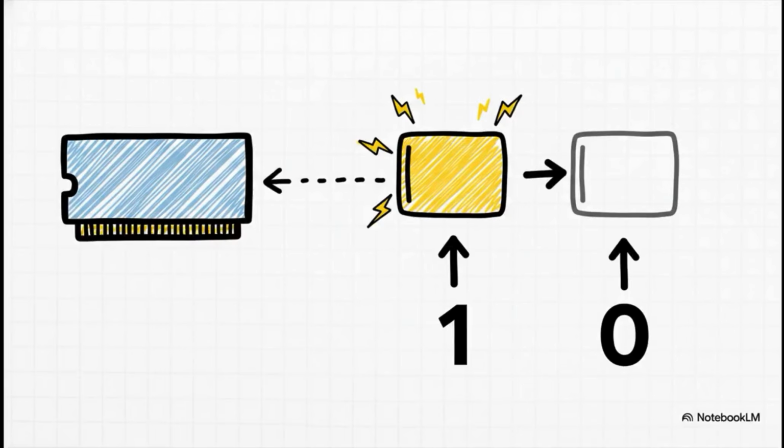First up is RAM. This is your computer's super fast short-term memory. It's what's handling all the apps you have open right now. In RAM, a bit is just a tiny little electrical charge. It's held in something called a capacitor. So if that capacitor is charged up, that's a 1. If it's empty, you got it, it's a 0.